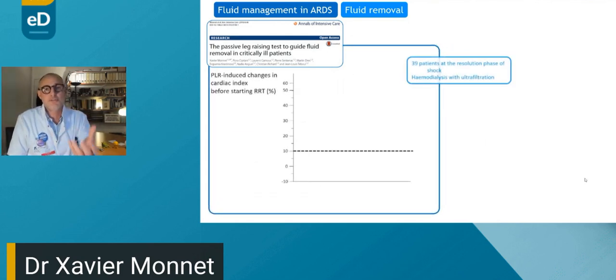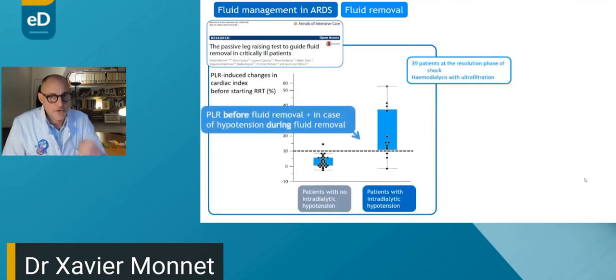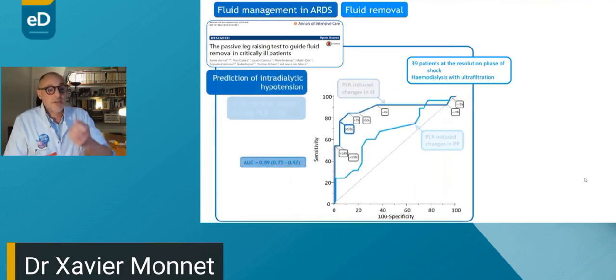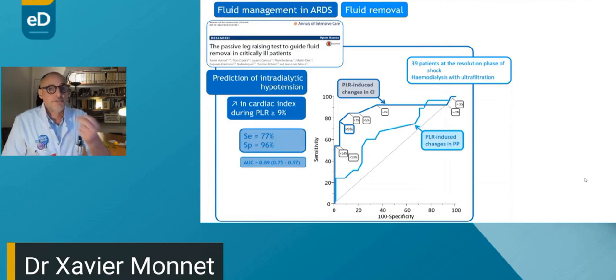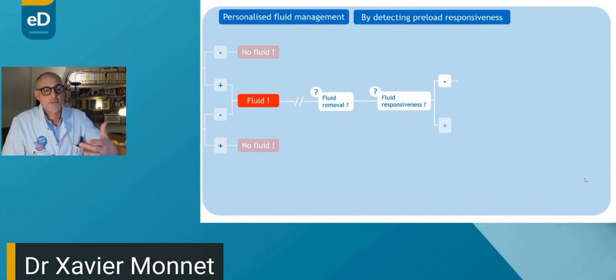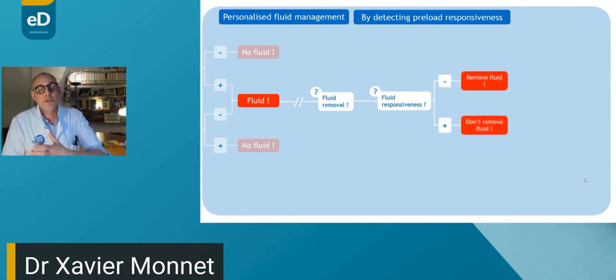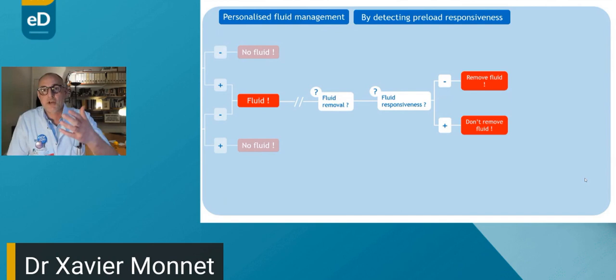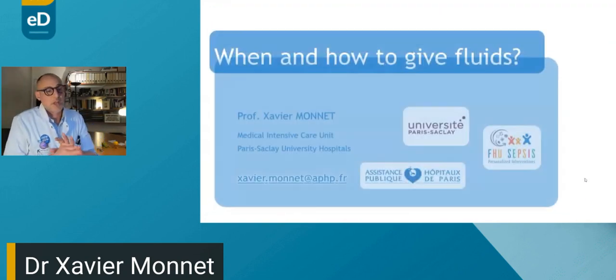And actually, it was the case. Patients with a positive passive leg raising with preload responsiveness did not tolerate fluid removal, and they had intradialytic hypertension. And so likely it is a way to guide fluid removal. If my patient has preload responsiveness, I should not remove fluid, and otherwise I know that I may remove fluid safely. Perhaps another way to guide fluid therapy in ARDS patients.